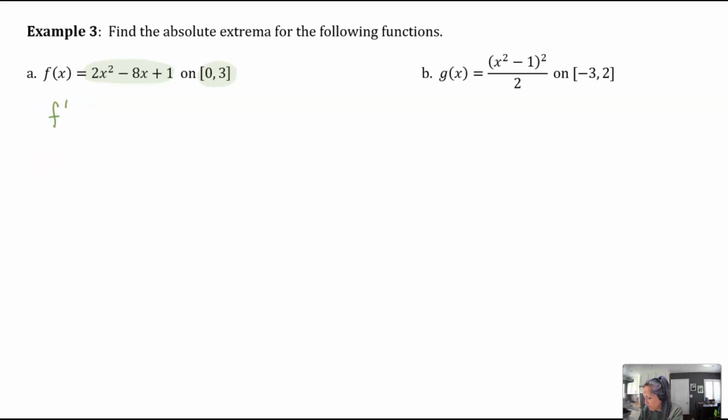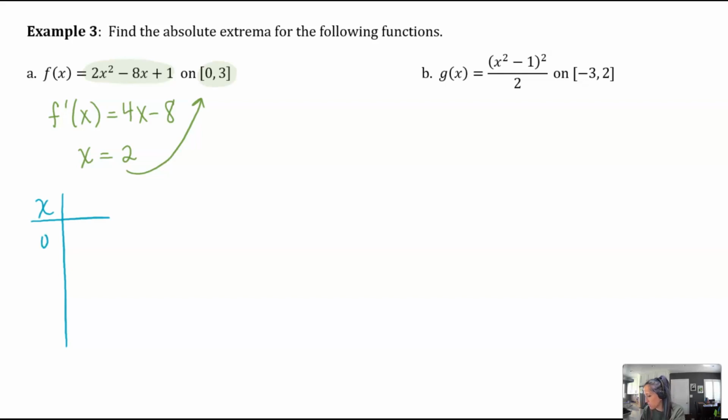F prime of x, well, that's 4x minus 8, which means we have one critical value. That critical value is 2. And we'll verify that critical value is in that closed interval. Perfection. So now we have our candidates. We want to make a table. It doesn't have to be a table, but a table is a nice way to organize all of our candidates: 0, 2, and 3. So we have a candidate that happens to be our critical value for this case. We have 2 that are the endpoints.